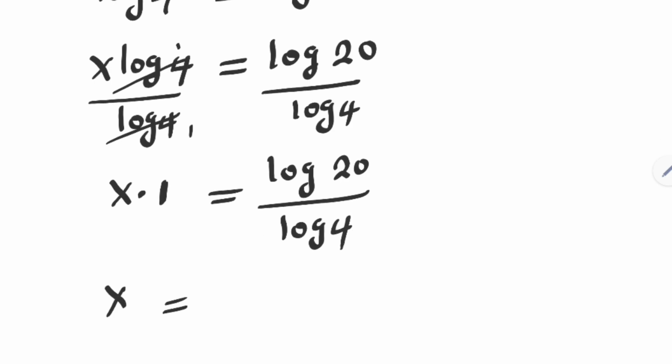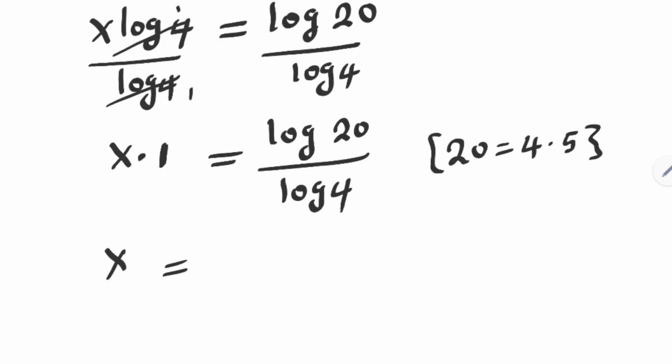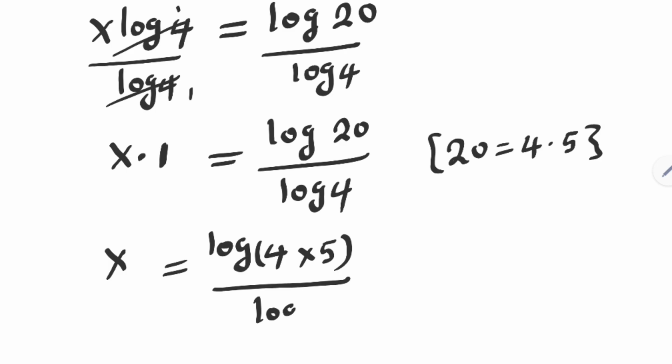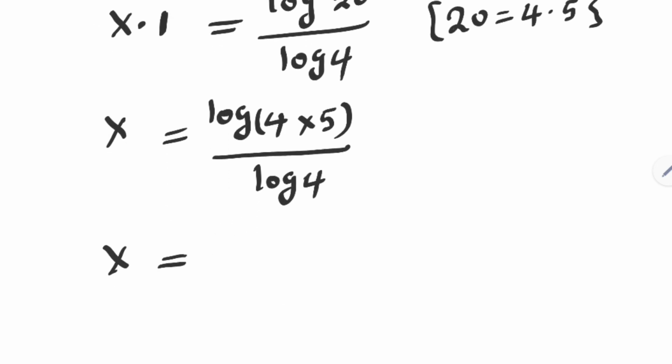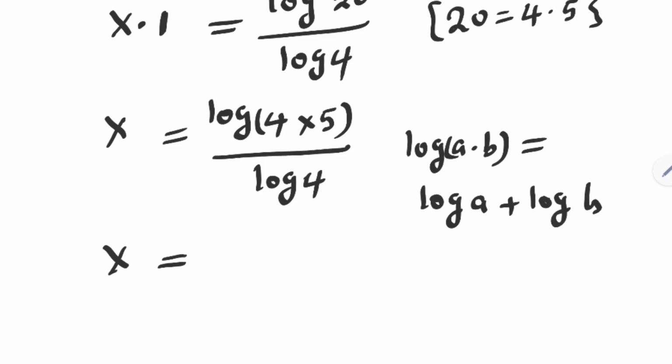S is equal to 20 is equal to 4 multiplied by 5. Then we have log 20 can now be written as log 4 multiplied by 5 divided by log 4. S is equal to, if you have log A multiplied by B, this is equal to log A plus log B.